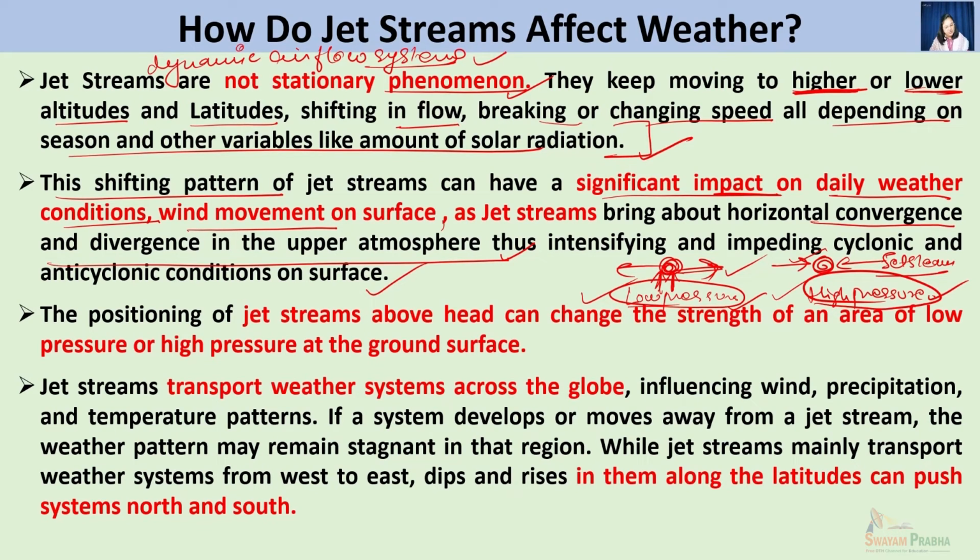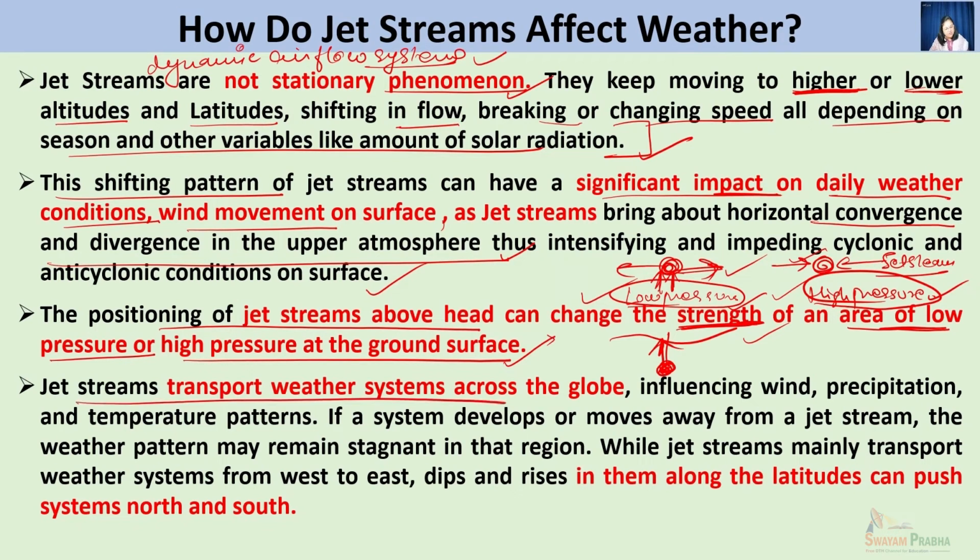Besides this, the position of the jet stream overhead can change the strength of an area of low pressure or high pressure at the ground surface. So if the wing of the jet stream is directly located above a high pressure or low pressure system, the strength and the intensity of that existing high pressure or low pressure system may amplify.